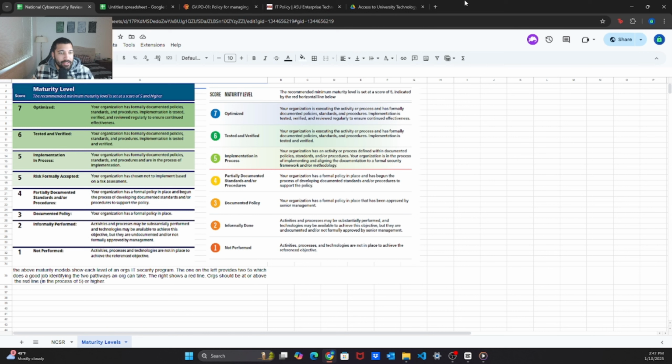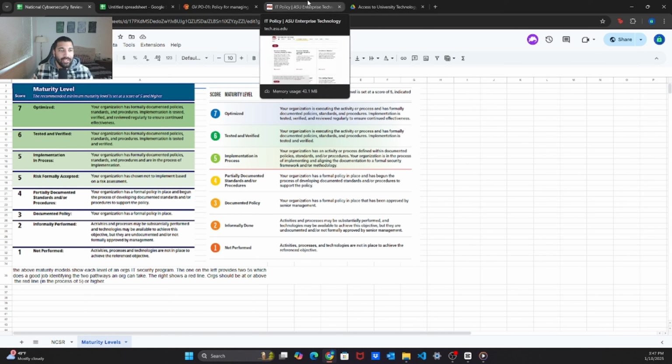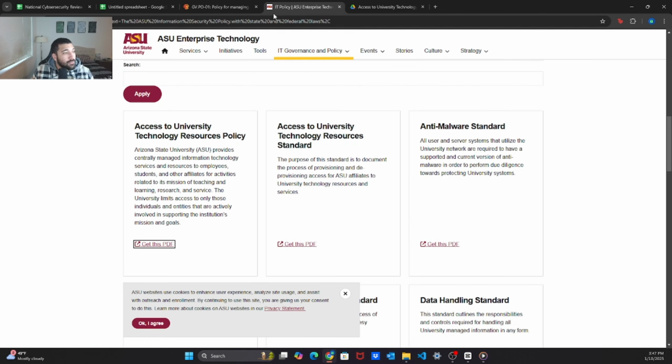So let's put our investigative hats back on and actually dig through that policy that we found to see if we can find a linked standard or procedure. Okay.